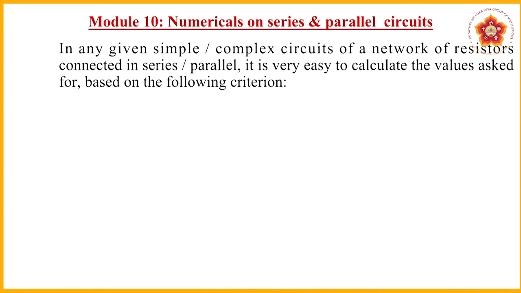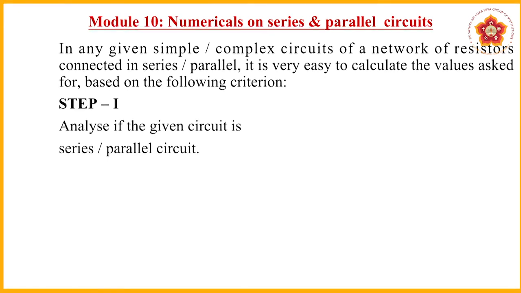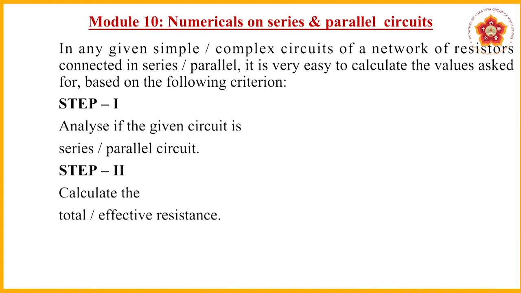Let us see now. The first one, step 1, analyze if the given circuit is series or parallel. Sometimes there will be a combination of series and parallel. So, just carefully see which part is in series, which part is in parallel. Now, step 2, calculate the total or effective resistance. Suppose it is a series circuit, we know how to calculate R effective. If it is a parallel circuit, we know how to calculate R effective.